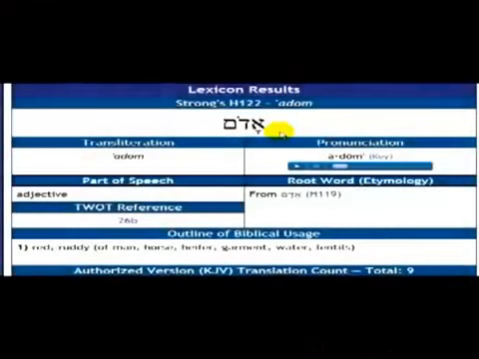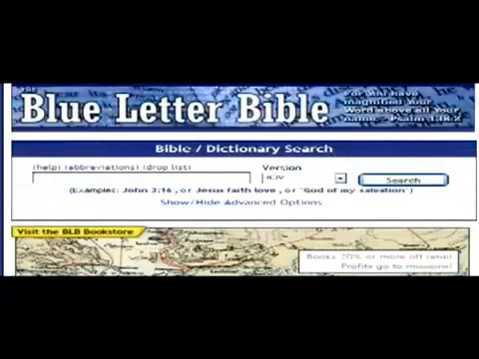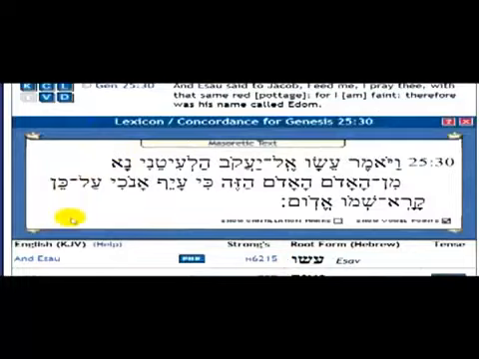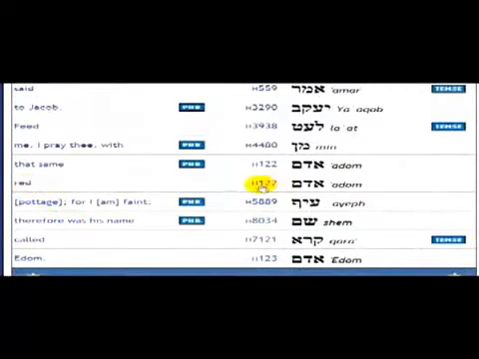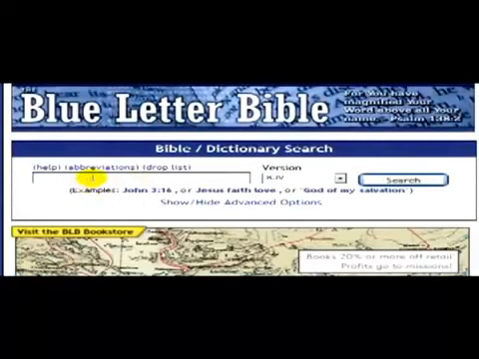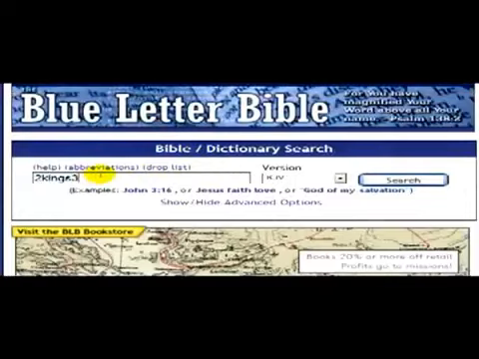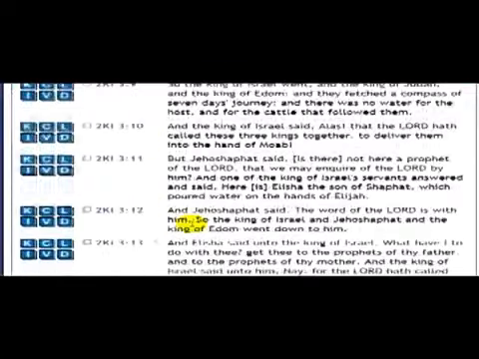Now I want to go from there to show you something else, because now the number reference there. Let me go back here real quick. The number reference there for red is what? Strong's Concordance, Hebrew 122. So keep that in mind. 122. Matter of fact, let me just highlight that. 122. Now let's go from there to the book of 2 Kings. The 3rd chapter. Oops, my bad. Let me go back here. 2 Kings, the 3rd chapter. And let's scroll down to the 22nd verse.